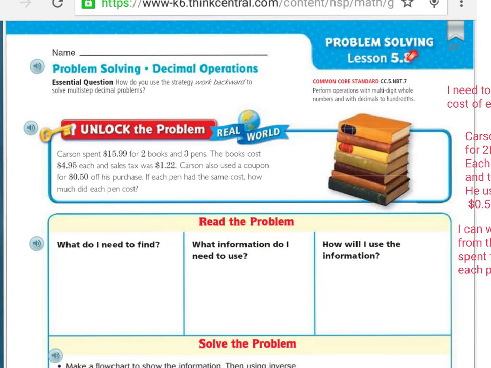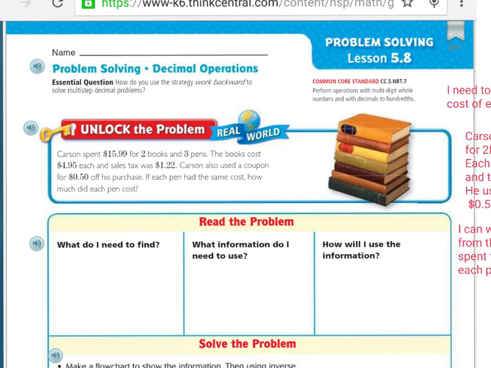Problem solving 5.8 is our lesson today. So problem solving, decimal operations, our essential question today. How do you use the strategy work backward to solve a multiple step decimal problem? There will be one of these on our test tomorrow or on Thursday as well.